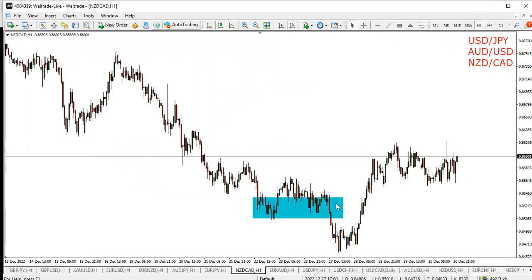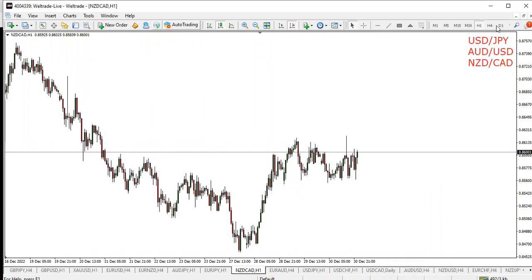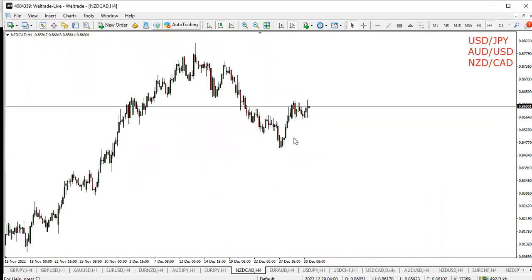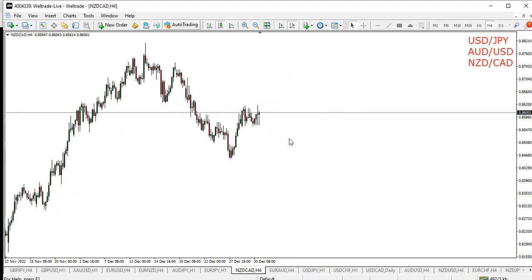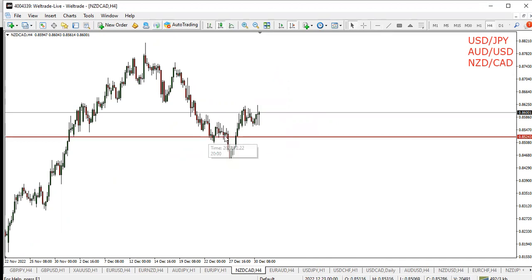So this is NZD CAD. We looked at this market in the past week, and this has been a very interesting market. We were looking for some kind of correction from the past week, but unfortunately we could not get that correction. We were looking for the correction somewhere around here, but we could not get it. Price created a new low before price reversed.